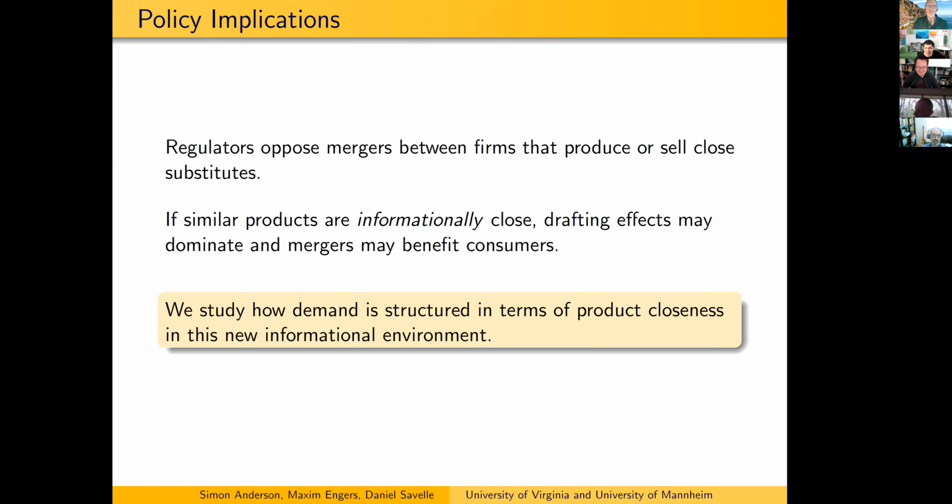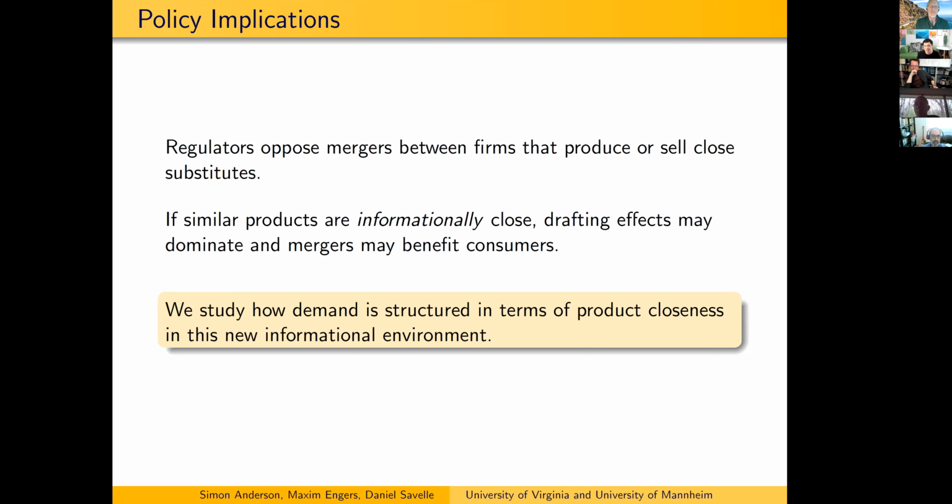Now, for policy implications, the goal here is to point out a key tension, once again, that regulators often oppose mergers between firms that produce or sell close substitutes. So similar products tend to be something that worry regulators when they're looking to merge. The key, though, is that if similar products are also informationally close, you have to consider drafting effects and whether they might dominate in some settings. So we could theoretically be blocking mergers that are good for consumers.